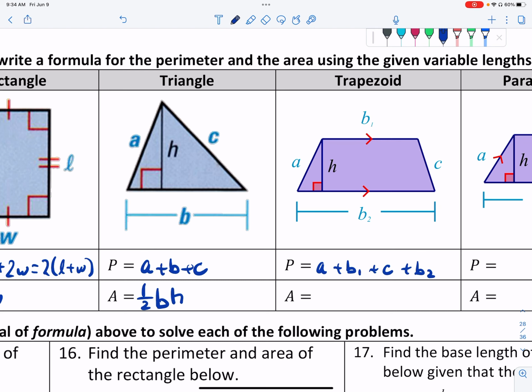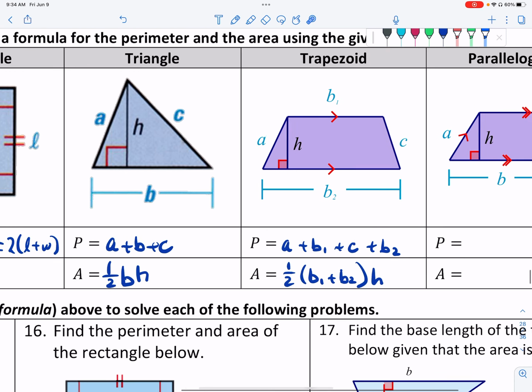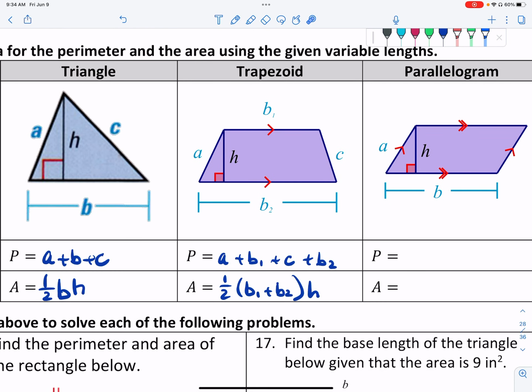As far as the area of the trapezoid goes, it's going to look like this. It's 1/2 the sum of the 2 bases, put that in parentheses, B1 plus B2. And then you're going to multiply that times the height. And the height, in this case and whenever we get to the parallelogram, the base and the height have to make a right angle right there. They have to be perpendicular.